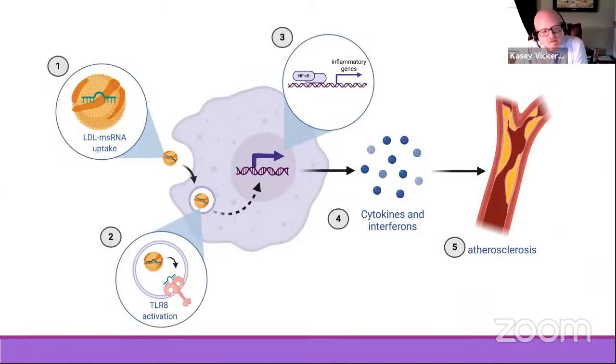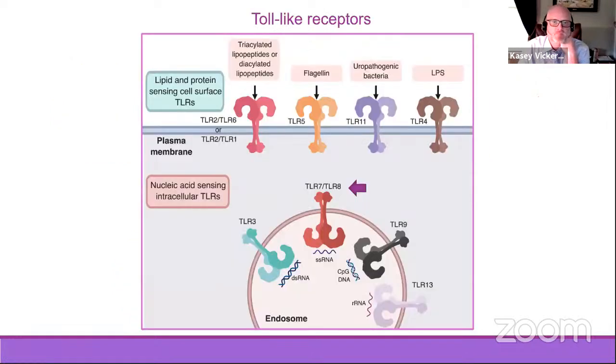So here we are with kind of a break in the talk, a little bit about the mechanism. We think that the LDL microbial RNA is taken up by the macrophages. The model is it activates Toll-like receptors, the endosomal Toll-like receptors, and drives inflammation, and that releases cytokines and promotes the growth.